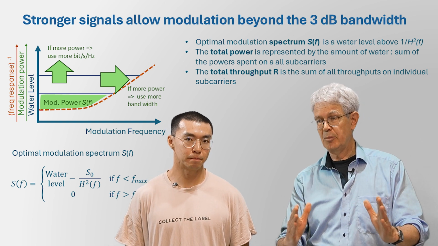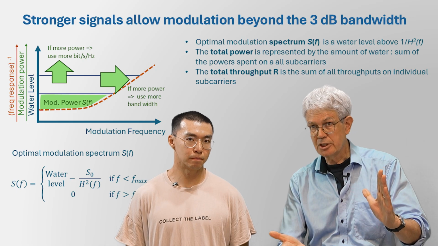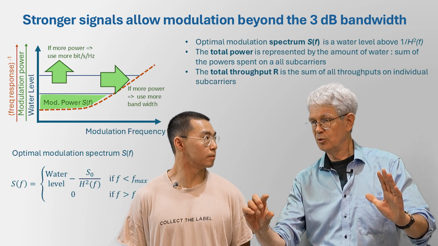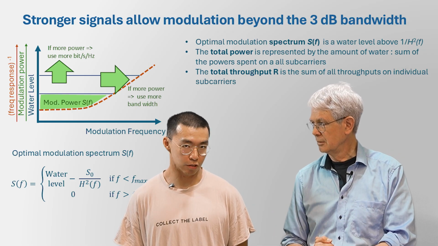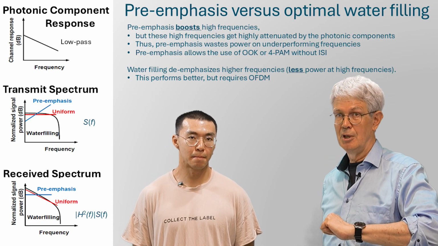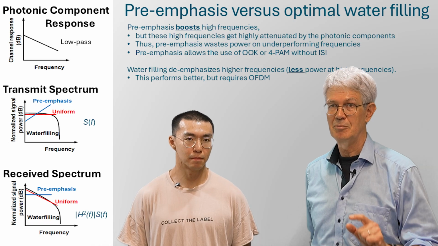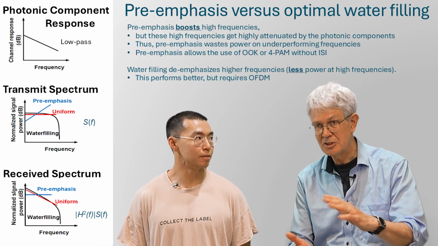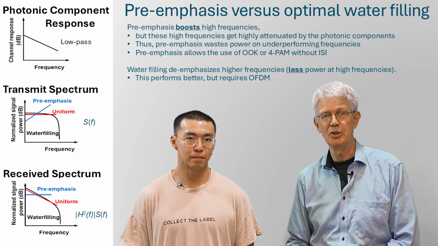Yes. So thereby, depending on the amount of power we have, we use more bandwidth beyond the bandwidth that the channel has by itself. And the higher you go up in frequency, the more careful you are with spending your power. Which is quite different from pre-emphasis, where you put all your power in the underperforming frequencies. Bob Gallagher told us that we should do it more smartly with water filling, where you use these high frequencies a little bit, but don't waste too much power there.